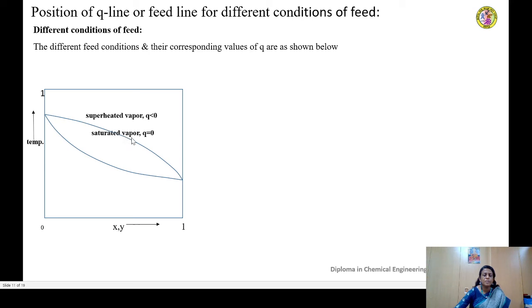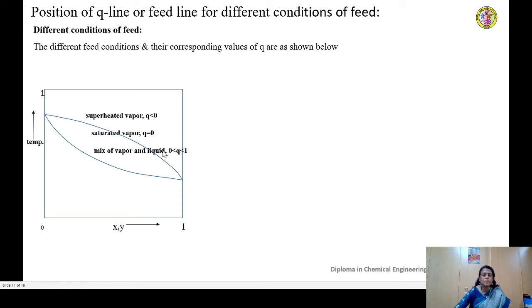So if it is a saturated vapor, it will be indicated at a point on the upper curve. So in that condition Q value will be equal to 0. If it is entering in that form, then calculation of Q is not required. But if it is a superheated vapor, you require an equation to calculate Q. A mixture of vapor and liquid means the Q value will be between 0 and 1, and it will be exactly that fraction of liquid that is present in the feed.